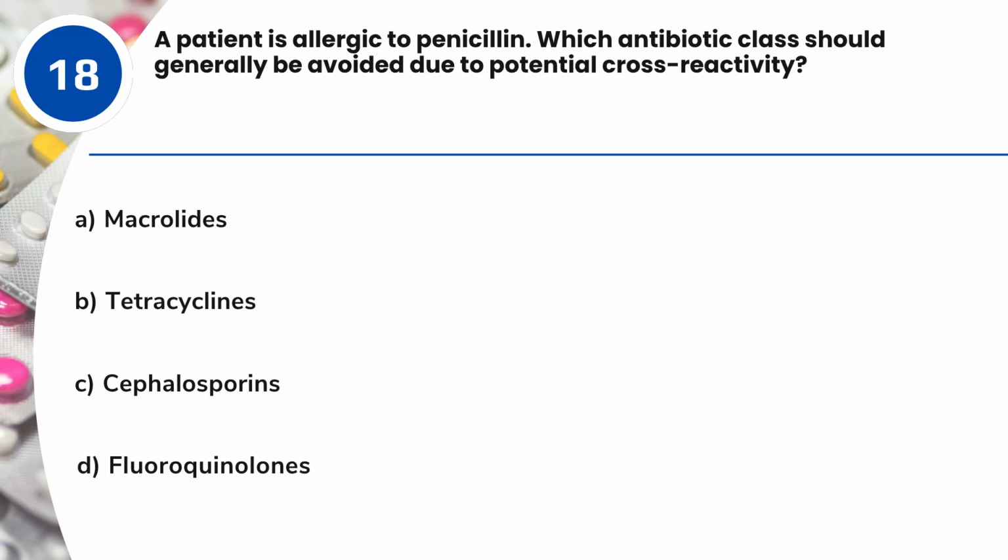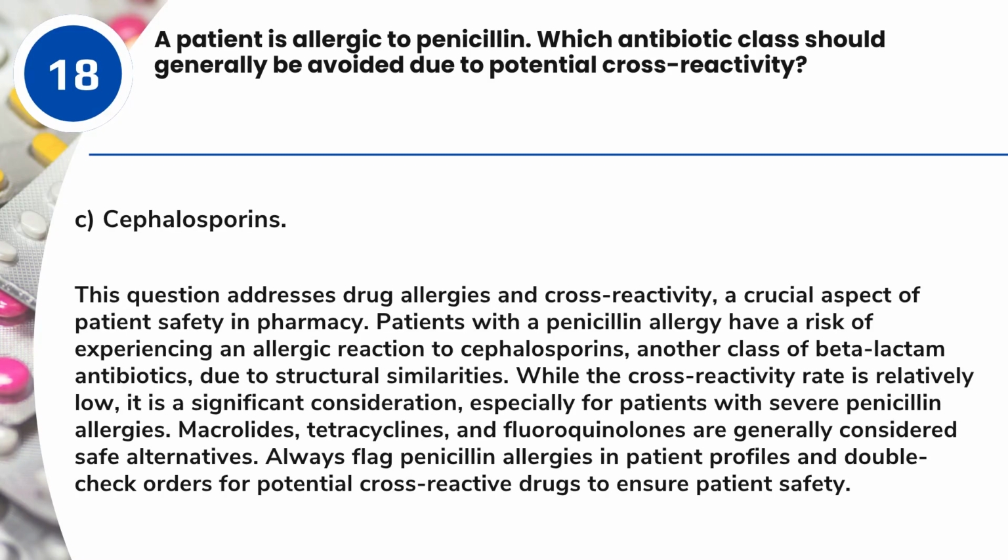Question 18. A patient is allergic to penicillin. Which antibiotic class should generally be avoided due to potential cross-reactivity? A. Macrolides. B. Tetracyclines. C. Cephalosporins. D. Fluoroquinolones. Answer: C. Cephalosporins. This question addresses drug allergies and cross-reactivity, a crucial aspect of patient safety in pharmacy.